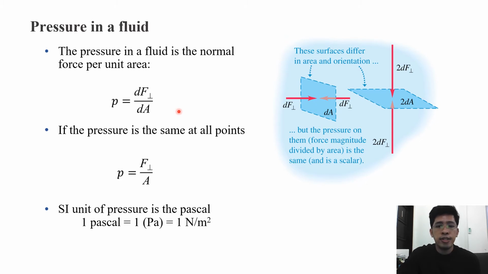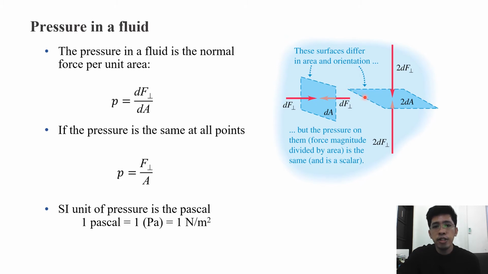If the pressure is the same at all points, say for example anywhere around here you have the same pressure that is applied by the fluid, your pressure is just equal to your F perpendicular over your area. The SI unit of your pressure is the Pascal. So you have 1 Pascal, that is 1 Pa, equal to 1 Newton per meter squared.